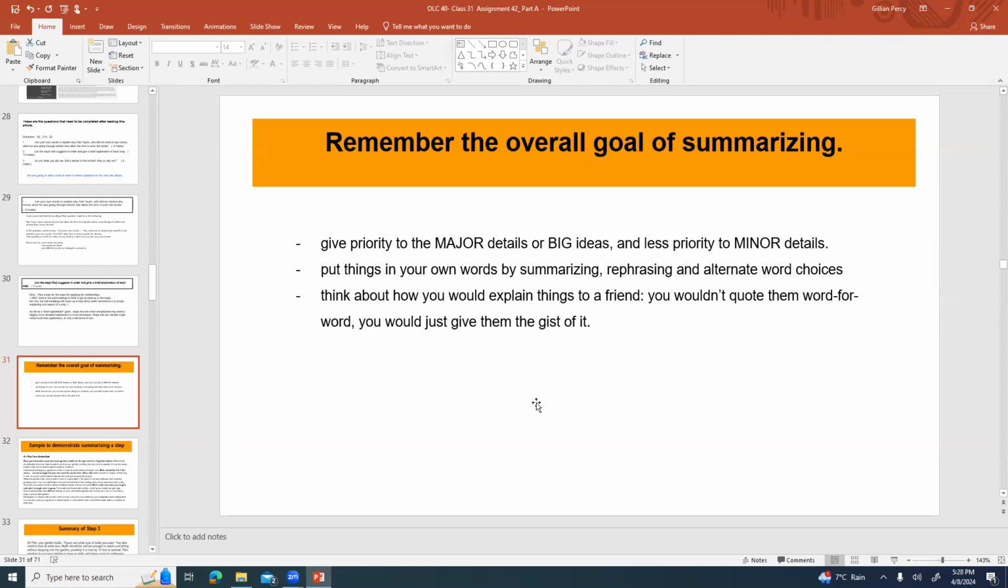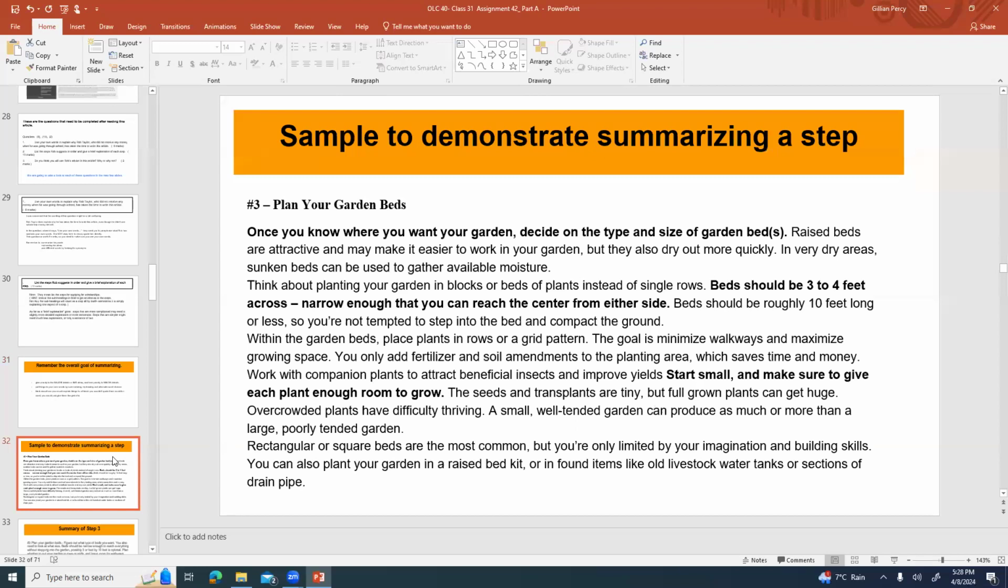Think about how you'd explain things to a friend. You wouldn't just quote them word for word. You would just give them the gist of it, like the general idea. So here's a sample to demonstrate what I mean, okay? This one is from an article on how to plan your garden. Step number 3 was plan your garden beds. And you can see they've written quite a lot on it. So I'm going to read it and then we're going to think about how to summarize it, okay?